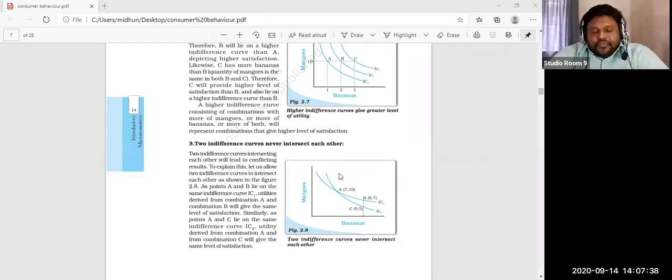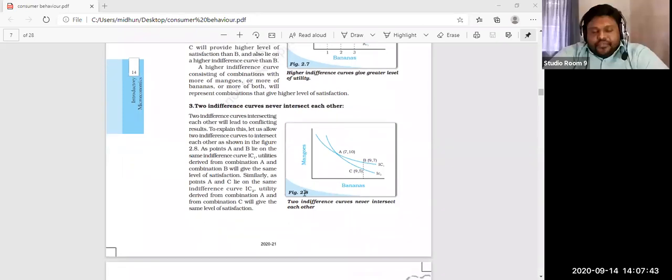So you can see the figure here. Two intersecting points is an imaginary concept. It will not occur. Two indifference curves intersecting each other will lead to conflicting results. We will not get an accurate result if we find intersecting indifference curves. To explain this, let us allow two indifference curves to intersect each other as shown in figure 2.8. As points A and B lie on the same indifference curve, IC1, the utility derived from combination A and combination B will give the same level of satisfaction.